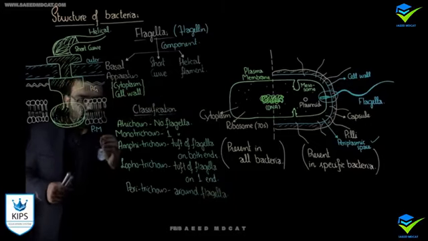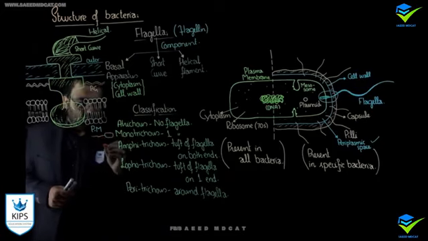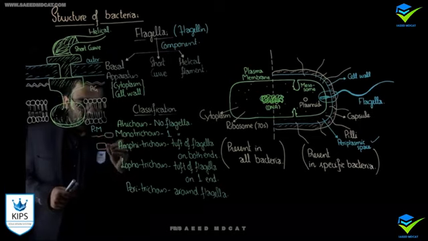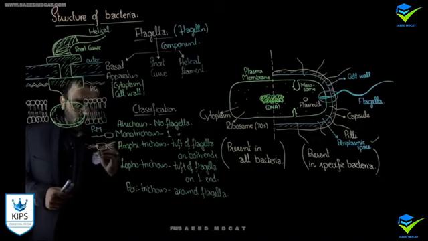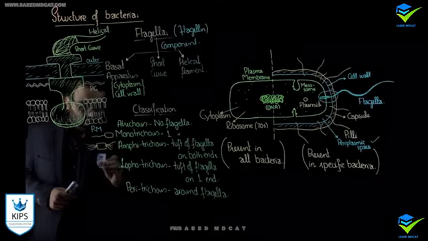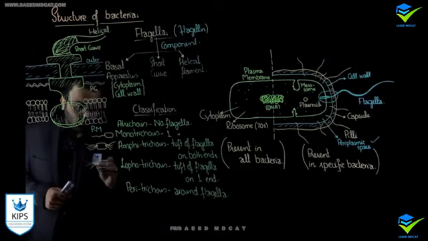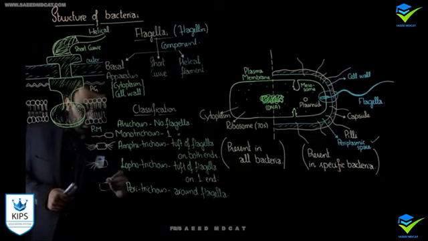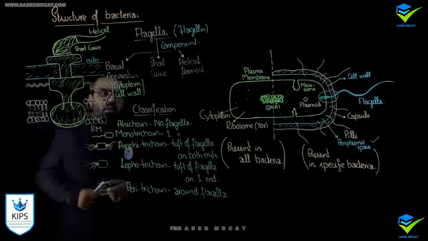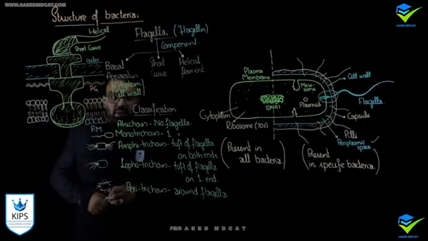So the monotrichous bacteria is somehow like this. Amphitrichous is somehow like this. Lophotrichous is somehow like this, while the peritrichous have a lot of flagella around its whole body. So this is about the classification of bacteria on the basis of the absence or presence as well as the number of flagella.